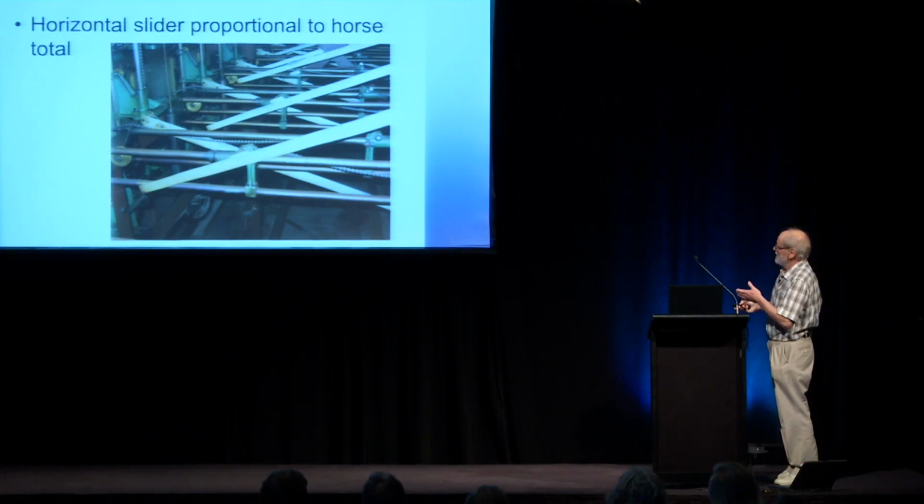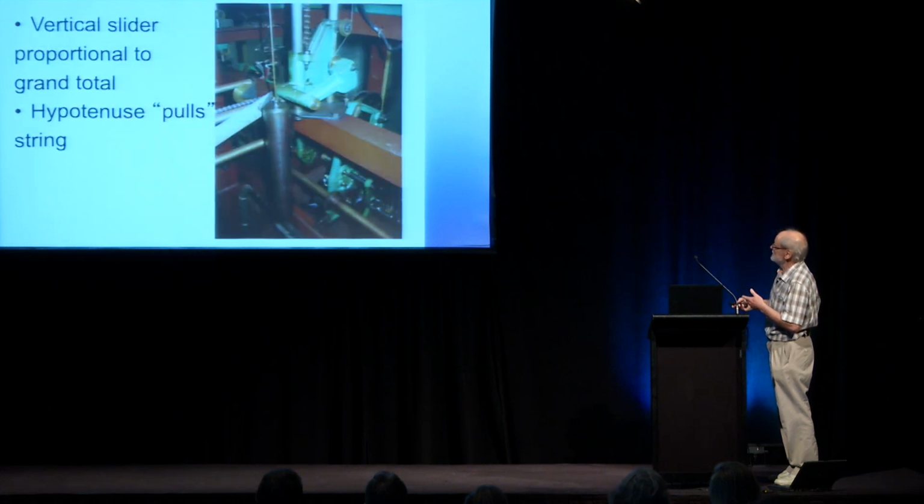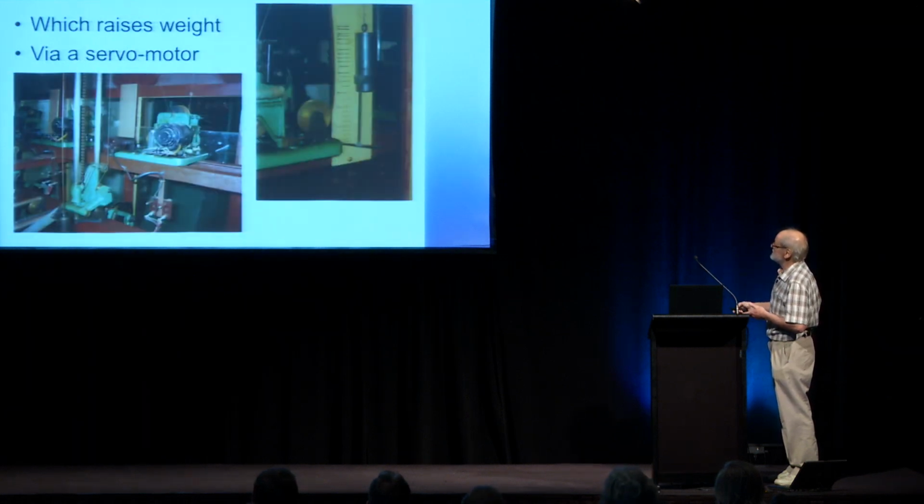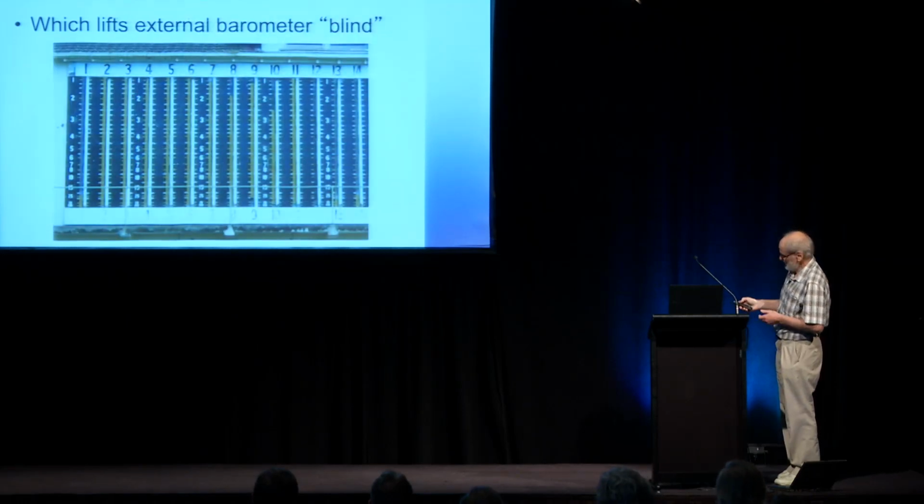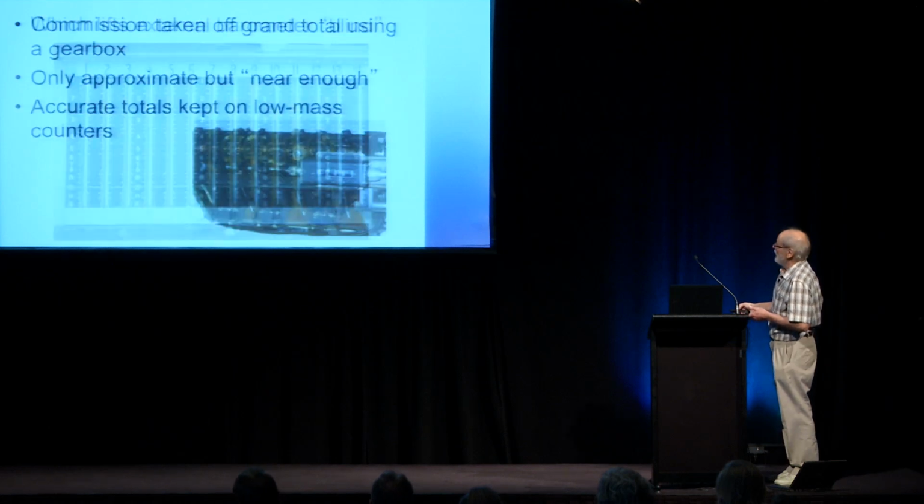Yeah. So essentially, they had a machine whereby you had a triangle, which the horizontal line represented the horse total, and the vertical line, the grand total, and the hypotenuse pulls on a string. And this causes a weight to get lifted with a scale which is set to indicate what the expected return is. And that is also connected via a servo motor, so you see outside a display of what the expected returns are.